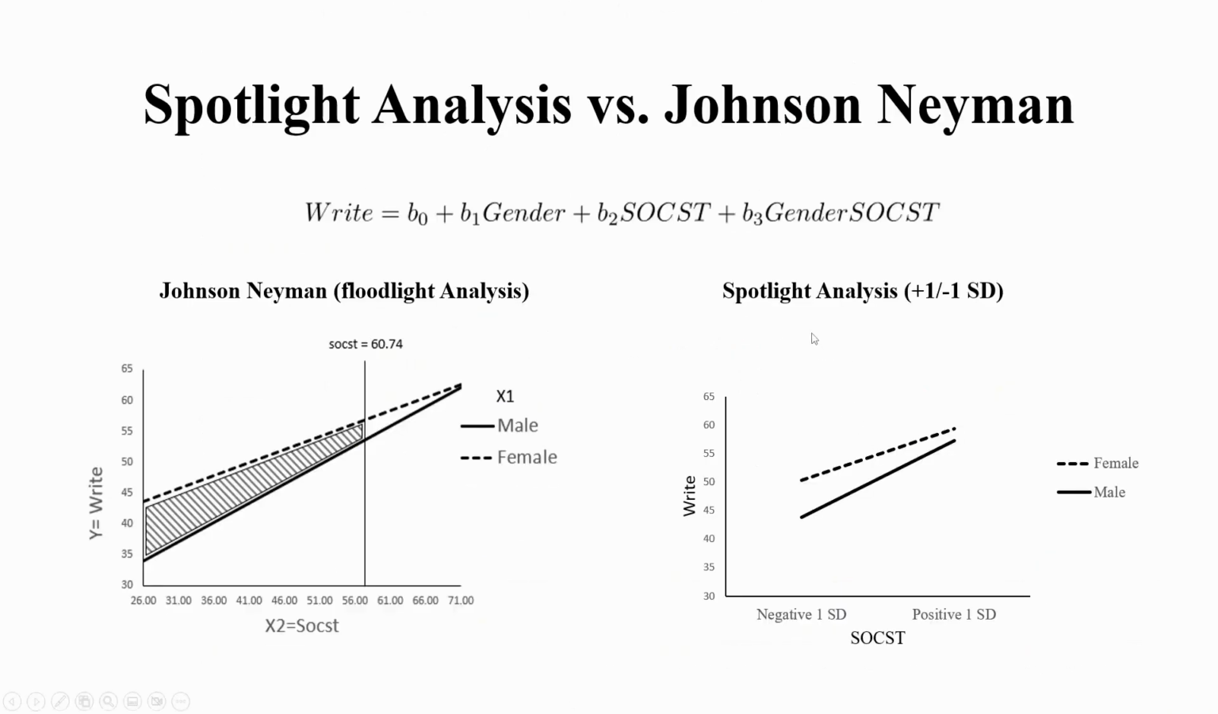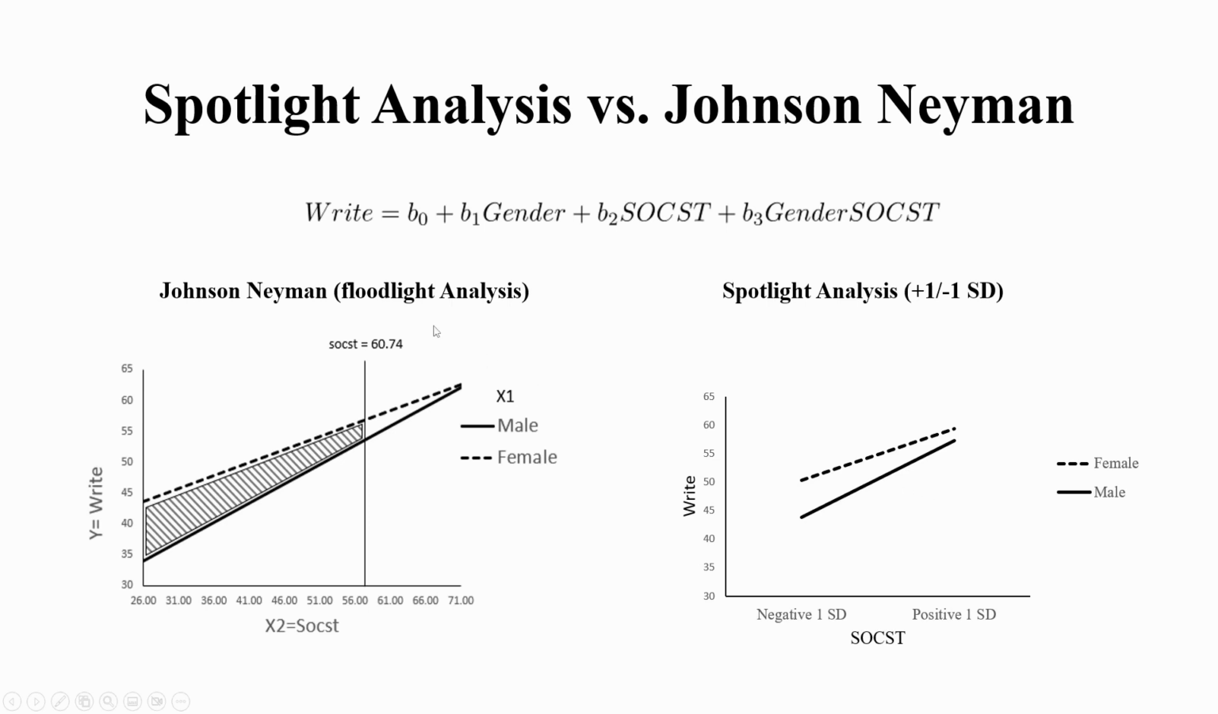Another one is what we're going to focus on in this video, which is how we can do the spotlight analysis. If you look closely, the difference between the Johnson-Neyman and spotlight analysis is that for the Johnson-Neyman, the x-axis is the social science score, which has a wide range of numbers. In contrast, spotlight analysis usually focuses on only a few points, usually 2 points. So here we choose -1 standard deviation of the social science score, and positive 1 standard deviation of the social science score, and then we just plot that.